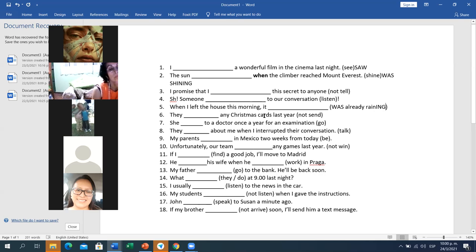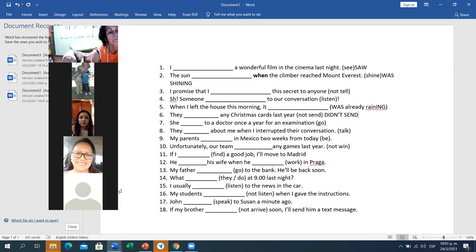They didn't send any Christmas card last year. They didn't send. ¿Y por qué no es "they didn't send"? ¿Por qué no? Because the verb in the auxiliary. Yes. So the verb has to be in the base form. Excellent. They didn't send. Very good. Now, the next one, please.